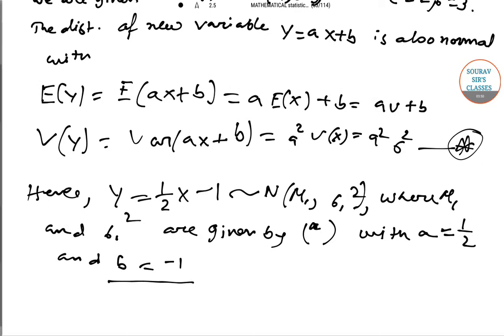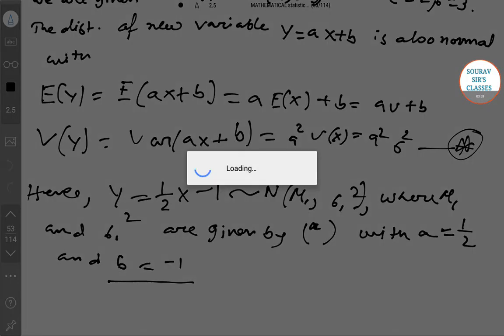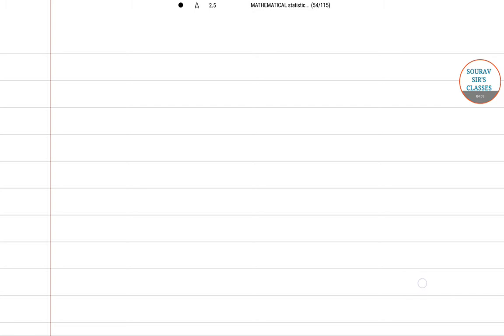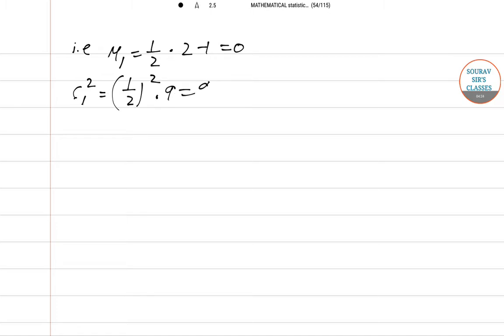Now from here we'll take another page. So now we can do this. That is, mu 1 equals half into 2 minus 1, which is equal to 0, and sigma 1 square equals half square into 9, which is 9 by 4. So we have this and this.